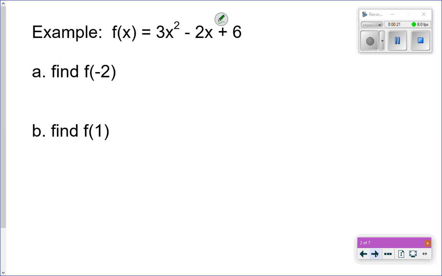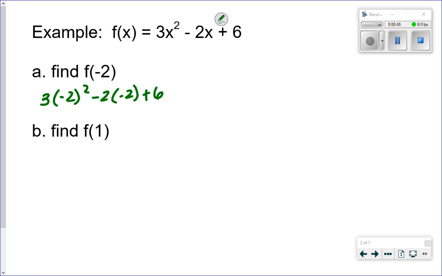We need to find f of negative 2. So, you'll notice that in the beginning it says f of x, and then in problem A, it wants us to find f of negative 2. So what's going away? Well, the x is going away and being replaced with the negative 2. So that's exactly what we need to do in the problem. So everywhere I see an x, I need to replace it with negative 2. So it's going to be 3 times negative 2 squared minus 2 times negative 2 plus 6. And then I just have an expression that I need to completely simplify.